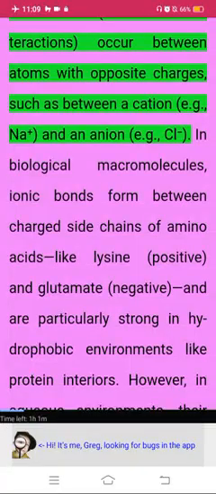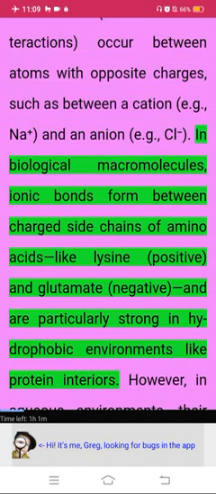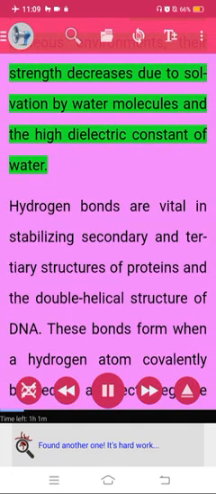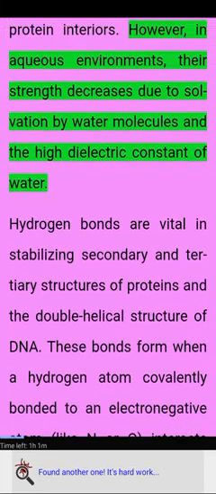Ionic bonds, electrostatic interactions, occur between atoms with opposite charges, such as between a cation, e.g., Na, and an anion, e.g., Cl. In biological macromolecules, ionic bonds form between charged side chains of amino acids, like lysine (positive) and glutamate (negative), and are particularly strong in hydrophobic environments like protein interiors. However, in aqueous environments, their strength decreases due to solvation by water molecules and the high dielectric constant of water.